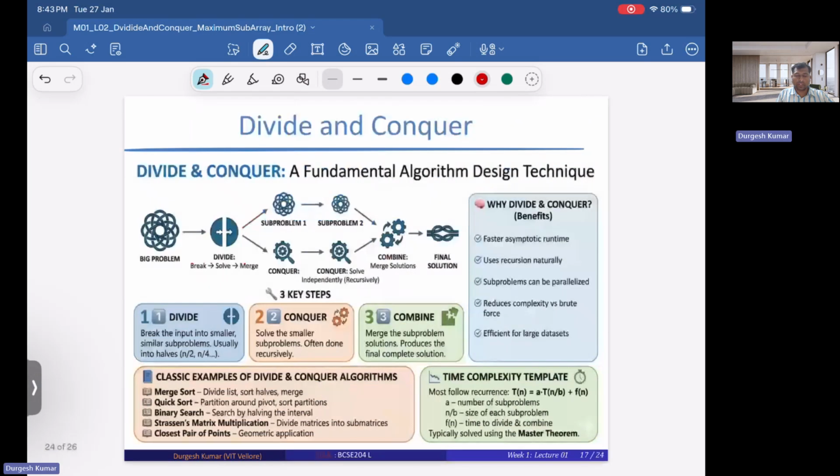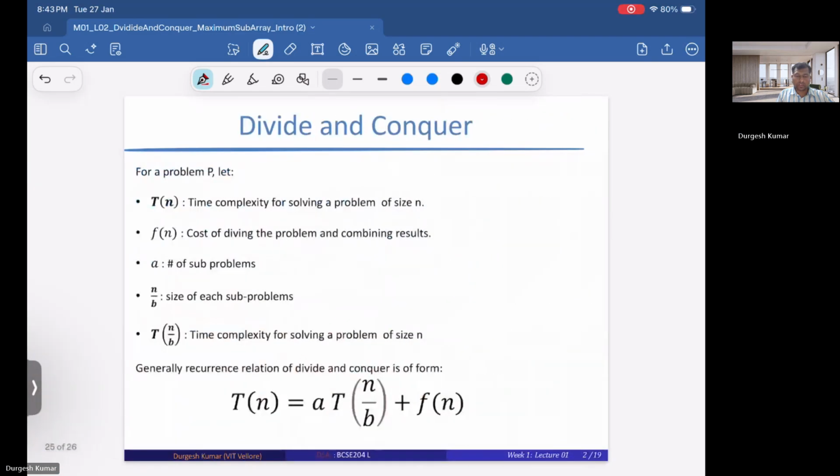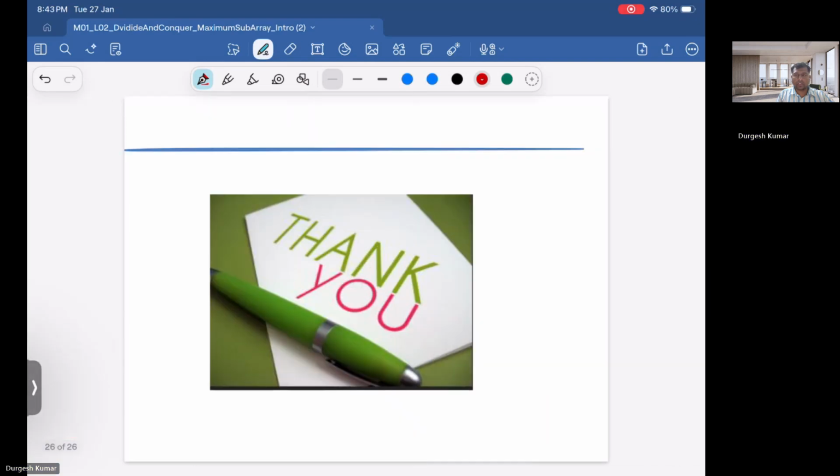Thank you, everyone. So this is the brief overview of divide and conquer. This is the generic equation of time complexity, a recurrence relation for divide and conquer. Thank you, everyone.